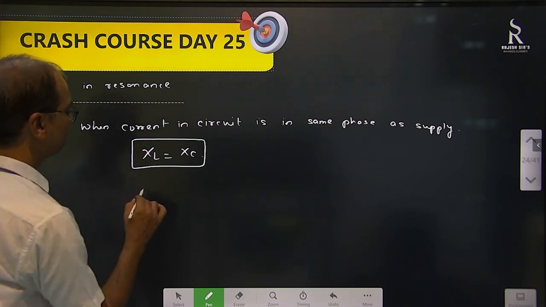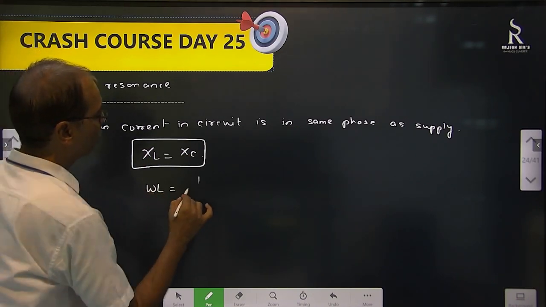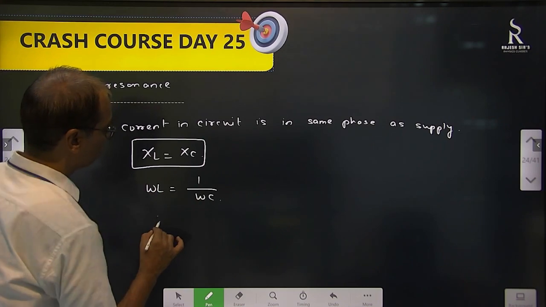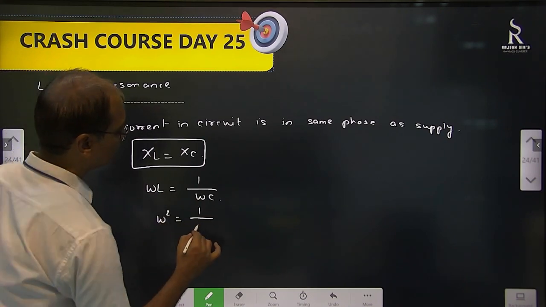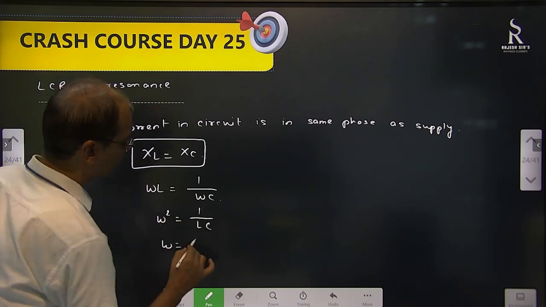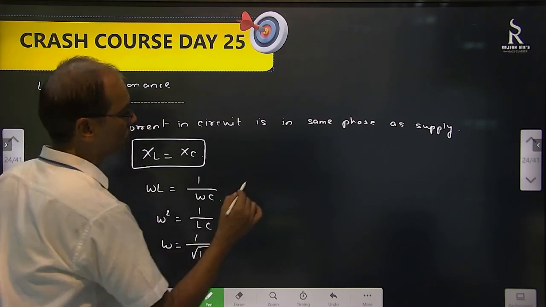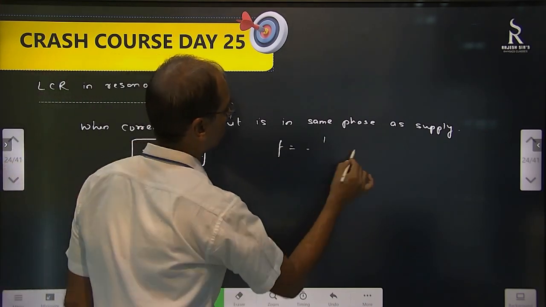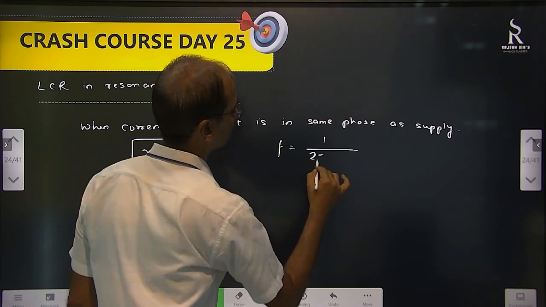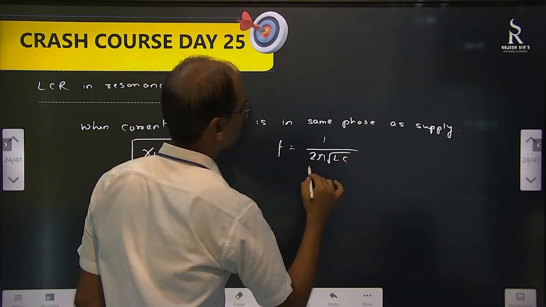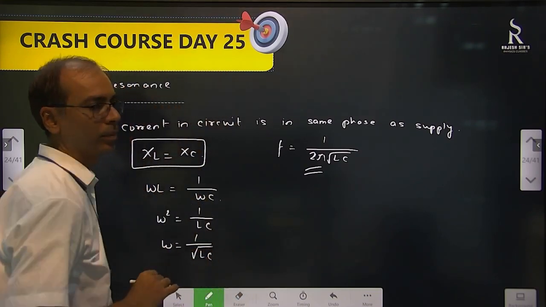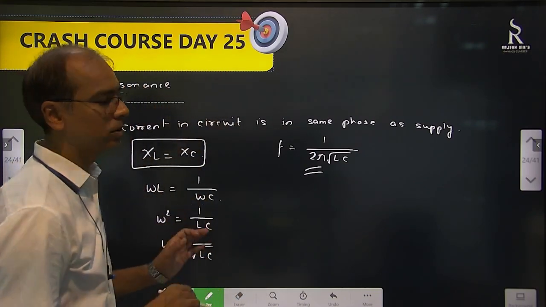XL is omega L and XC is 1 by omega C. That means omega square equals 1 by LC, that is omega equals 1 by root LC. And omega is 2 pi F. So frequency is equal to 1 by 2 pi root LC. So when frequency is this, our LCR circuit will be in resonance.